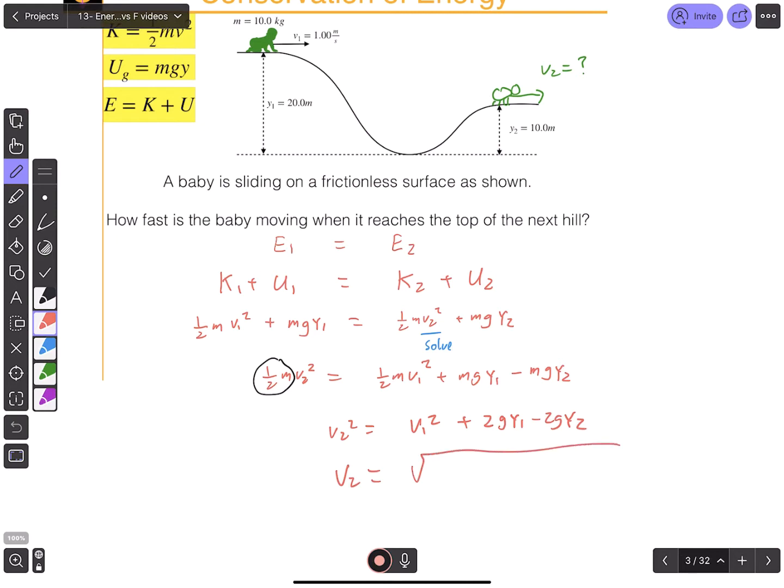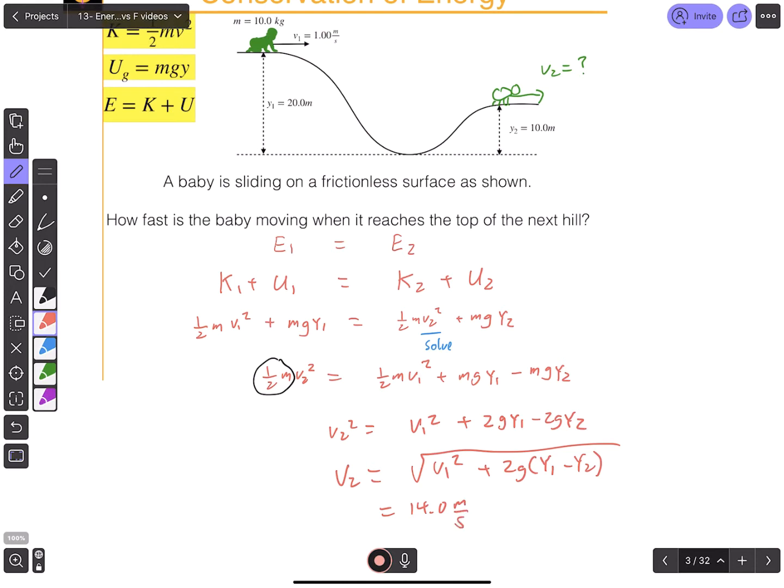It's going to be the square root of v1 squared plus 2g times y1 minus y2. I factored out the 2g, and then it's just a matter of plugging all that into the equation. If we plug it all in, we get approximately 14.0 meters per second.